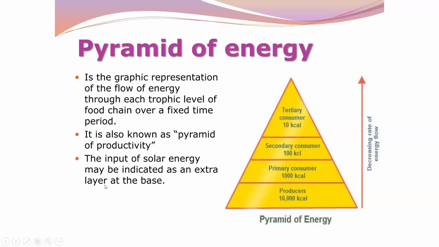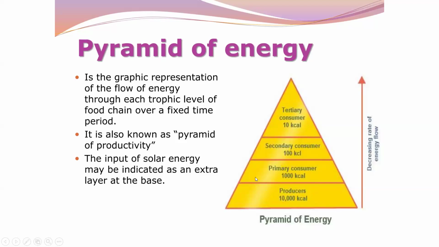So the input of solar energy may be indicated as an extra layer at the base, because the main source of energy in an ecosystem is solar energy only. Hence, it comes under the extra layer at the base. So producers, for example, absorb more energy from the solar energy, that is 10,000 kilocalories.